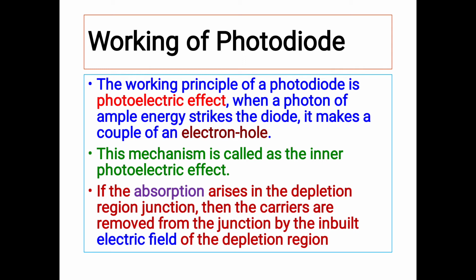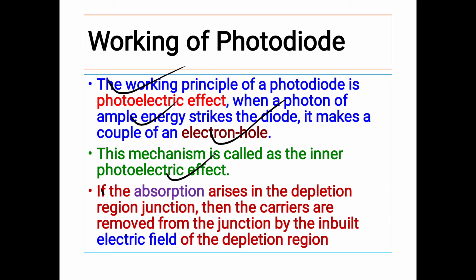So now we are going to study about the working of the photodiode. Basically the working principle of the photodiode is based on the photoelectric effect. That means when a photon of the ample energy or the suitable energy strikes on the diode, it makes a couple of electron hole pairs. So it will make a large number of electron hole pairs when the photon energy is incident on the surface of the photodiode, and this mechanism is called the photoelectric effect.